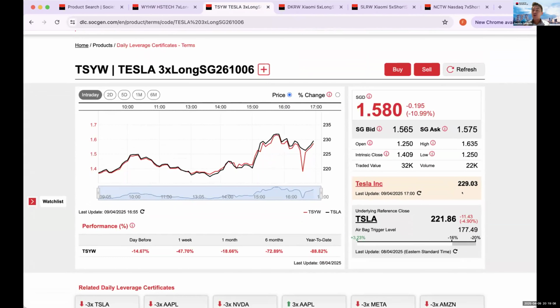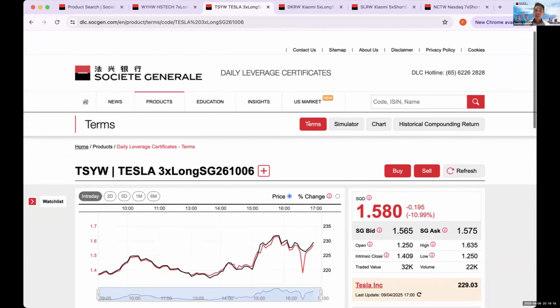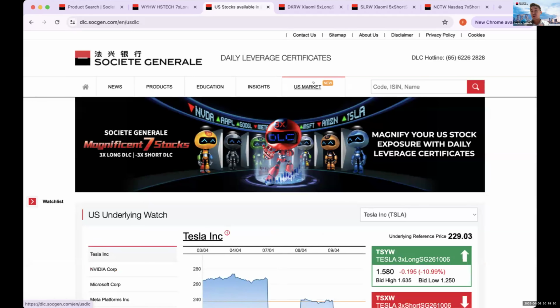In the case of any high impact news during Asian hours, you can use this 3 times long, 3 times short Tesla DLCs, or 3 times long, 3 times short Nvidia DLCs to manage your exposure. So under the US market tab, you can find more information about the US stock DLCs and the US indices DLCs, which is really quite interesting.